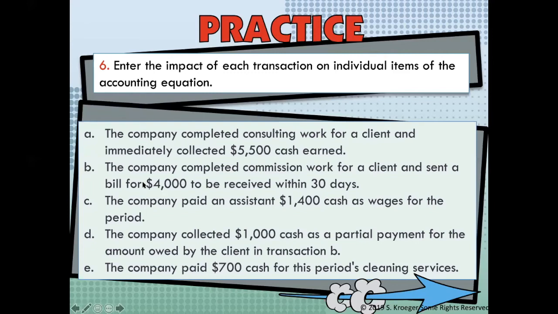Next, we have part B. The company completed commission work for a client and sent a bill for $4,000 to be received within 30 days.